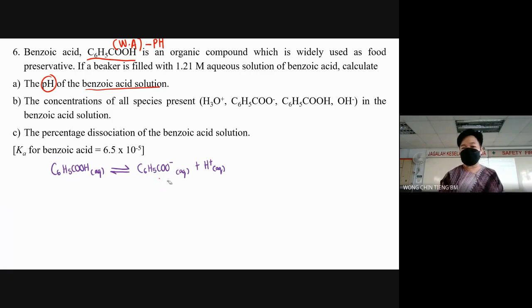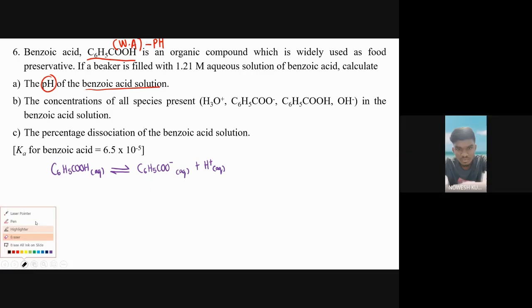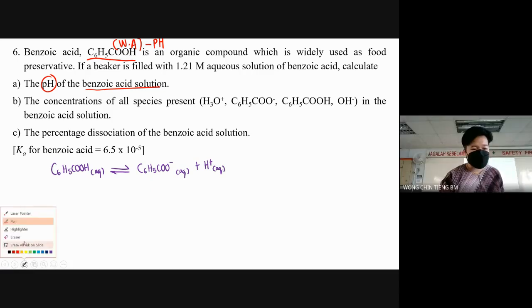Alright, you have your equation already and the next thing is to make sure your equation is balanced. Please make sure your equation is balanced. Next thing, what do we do? ICE table, and the ICE table is in terms of what? Concentration.